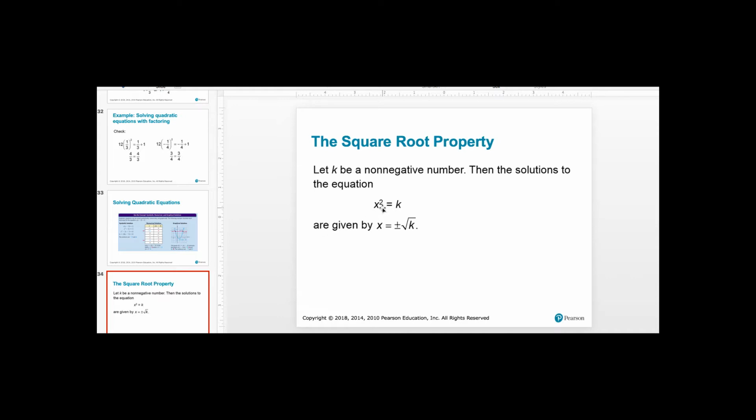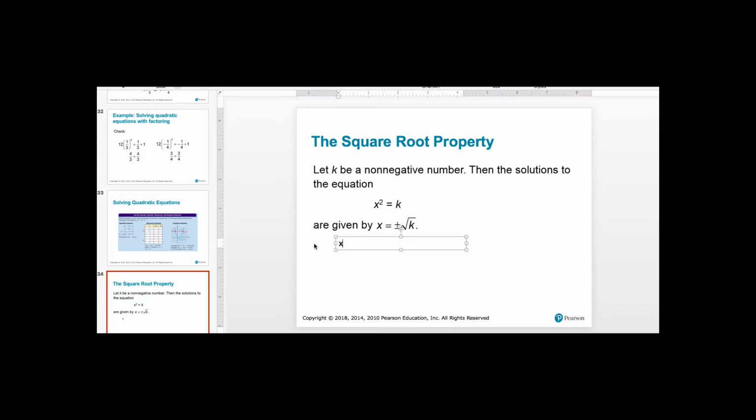I'm never going to say solve it using this specific way. Now, if you have it set up to where you can get the x squared by itself, equal to a number, then you can just take the square root of both sides. Now, the square root property says that if you take the square root of both sides, then you have to allow for both positive and negative solutions. Let me quickly explain why that's the case.